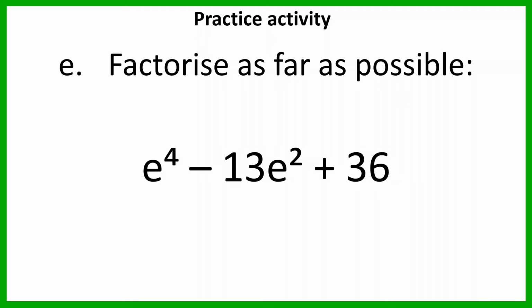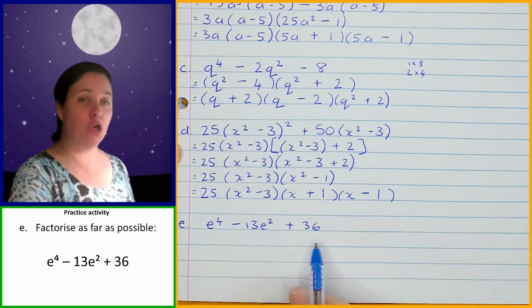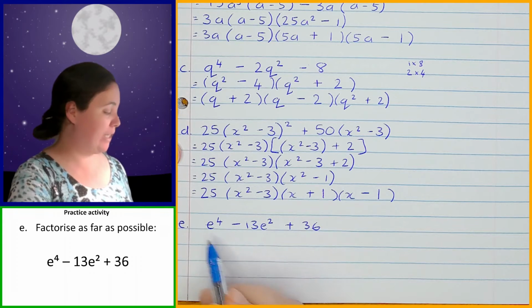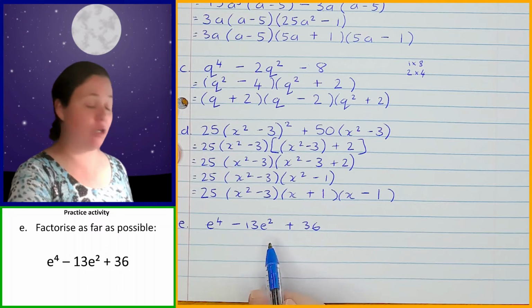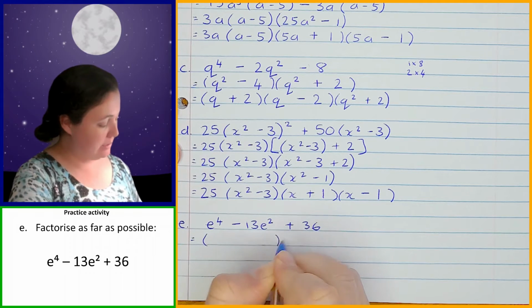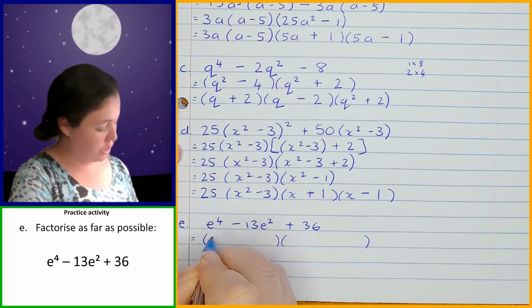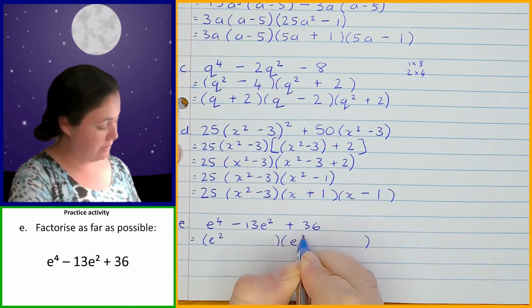Okay, so let's go through that question and see what you should have got. First of all, there's no common factor here, so I'm going to go straight ahead and factorize the trinomial. I open my two sets of brackets. The square root of e to the power of 4 is e squared, so that's going to be the first term in each bracket.